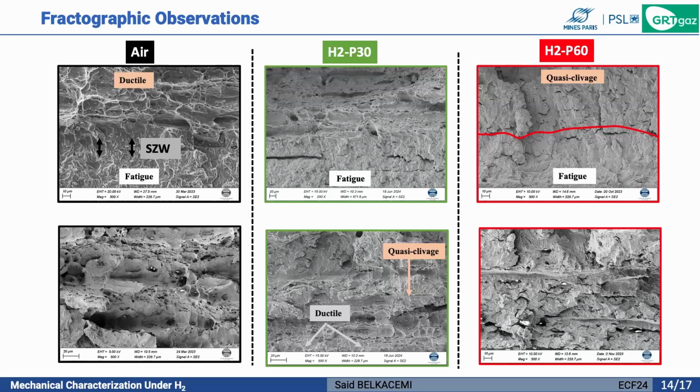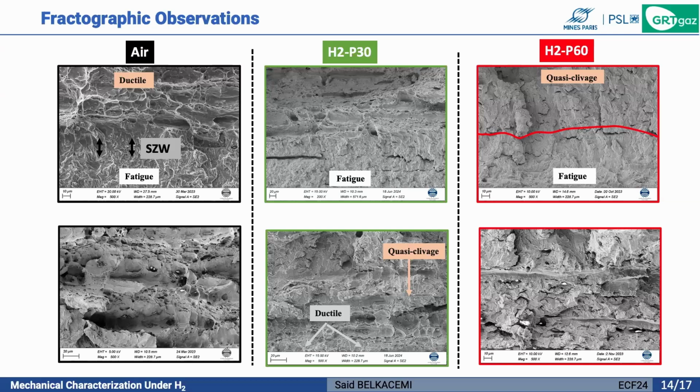So if we look at the specimens under air, we see the typical ductile propagation. So we see the presence of large dimples associated with the presence of large inclusions. And we also see here the presence of a blunting zone in the initial crack tip, which is referred to as stretch zone width. This blunting zone becomes much more difficult to observe under 30 bar, and this blunting zone does not exist under 60 bar.